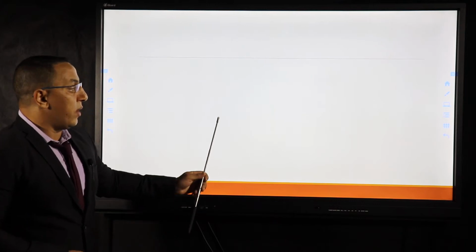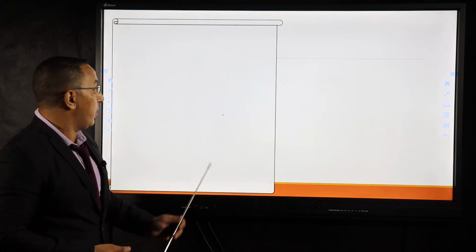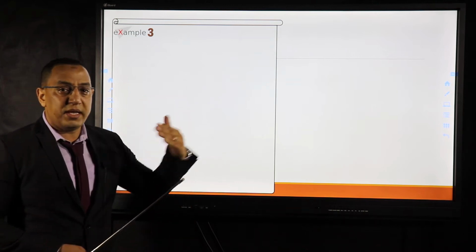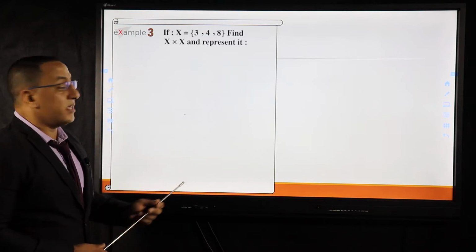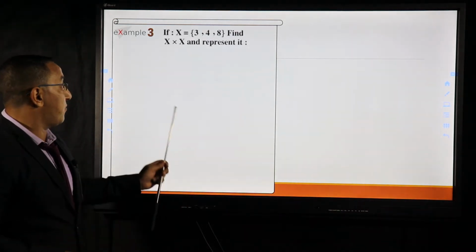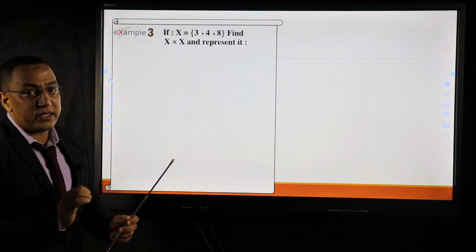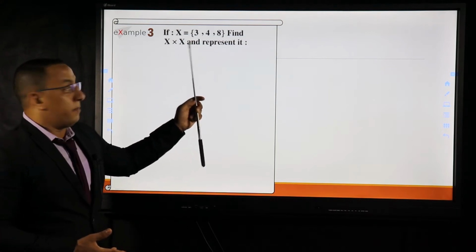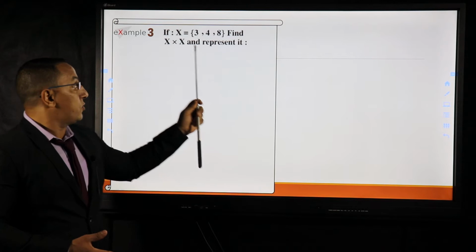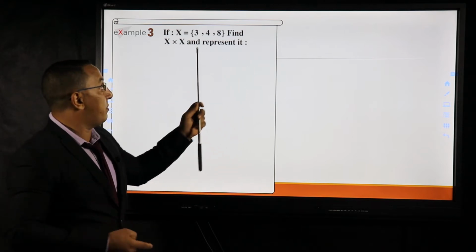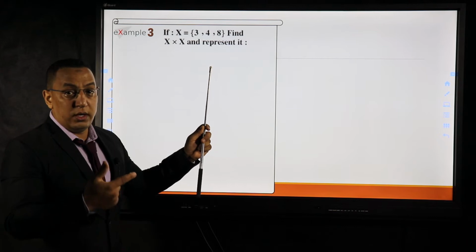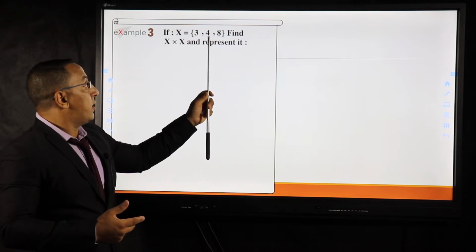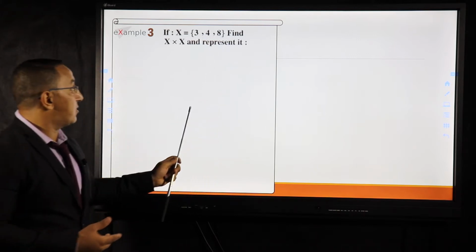Now I have an example, as we studied before in the Cartesian product, and this is example 3, completing what we studied before. Here in this example, x equals {3, 4, 8}. Find x product x and represent it by an arrow diagram and the Cartesian diagram. Here x product x, because we have 3, 4 and 8, so I'm going to distribute x among x, so it will be (3,3), (3,4), (3,8), also (4,3), (4,4), (4,8), also (8,3), (8,4), (8,8), and so on, like this.